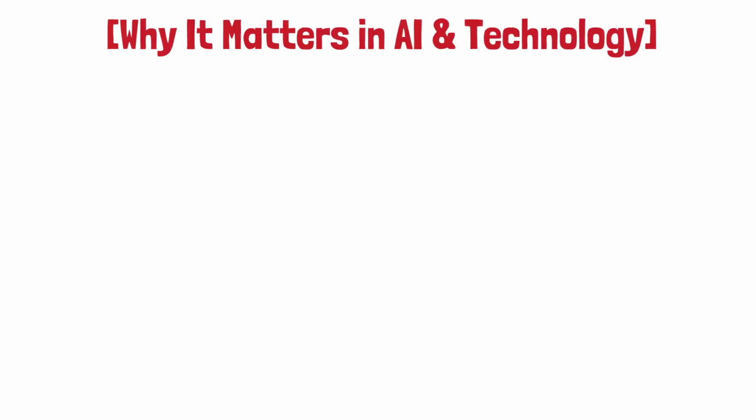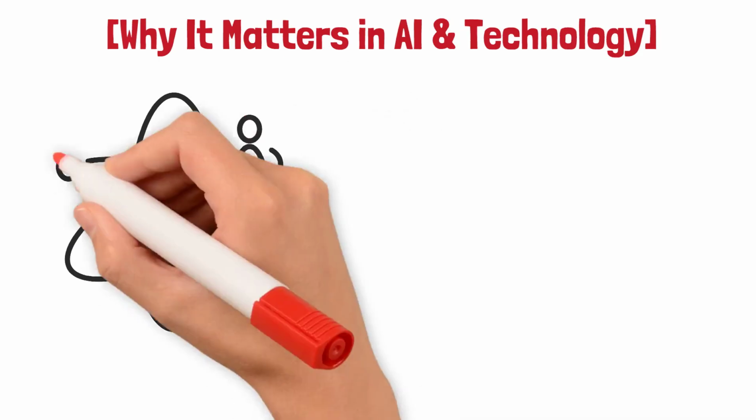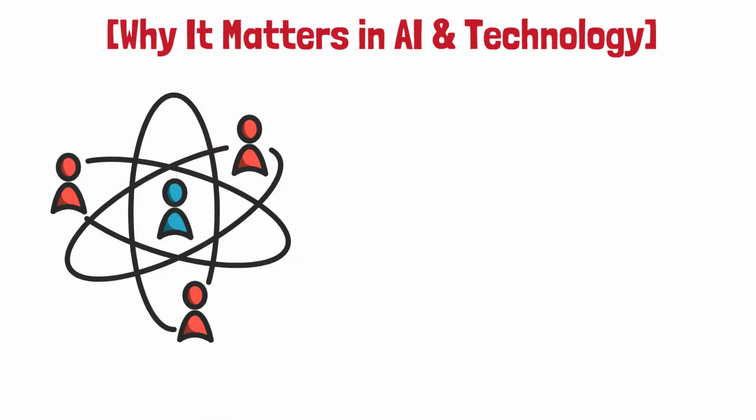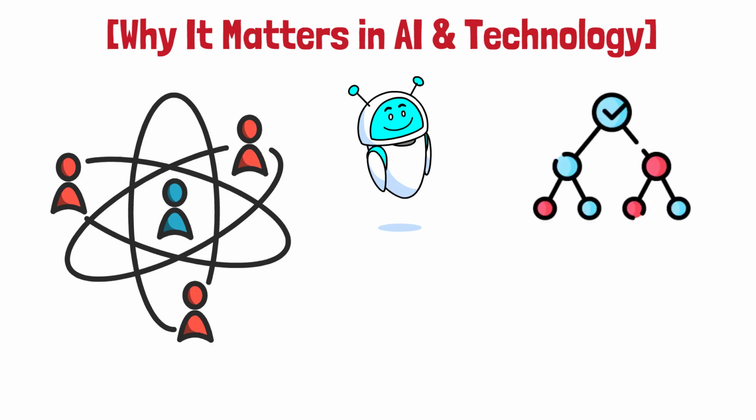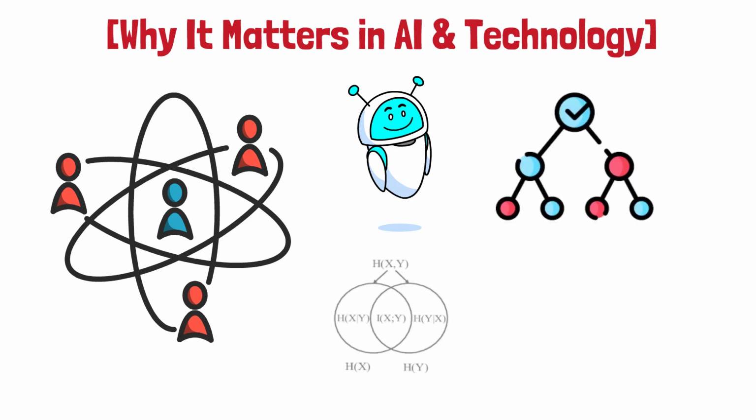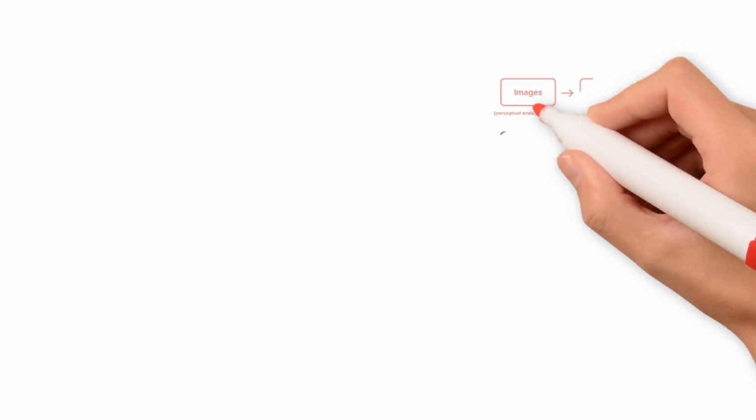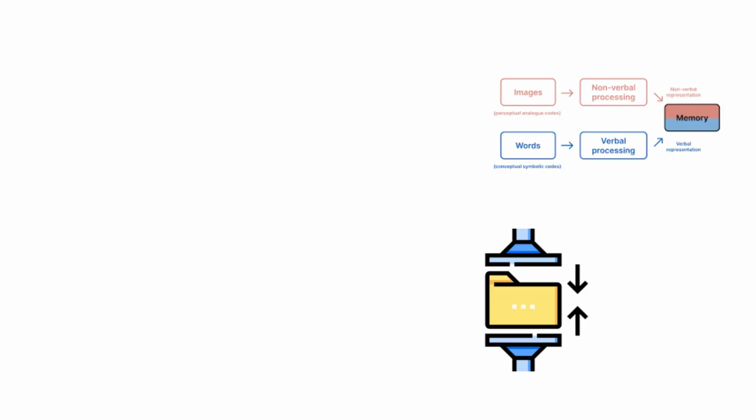Why it matters in AI and technology. Information theory isn't just about communication systems. In artificial intelligence, it's everywhere. Entropy is used in decision trees to choose the best splits. Mutual information helps in feature selection and deep learning. Coding theory principles inspire data compression in neural networks.